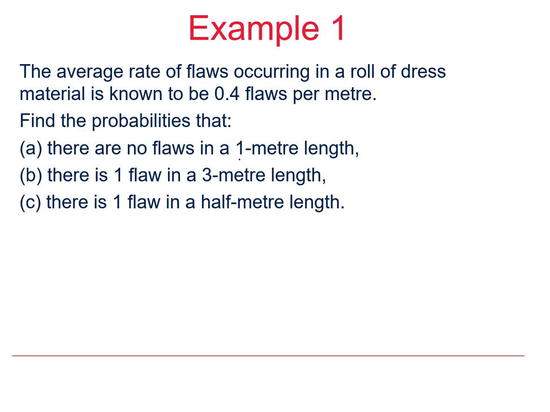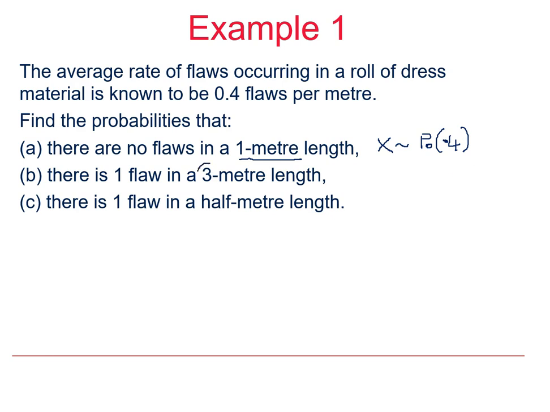If you look at part A, we've been asked to work out a probability to do with the 1-meter length, and therefore if we call that random variable x, we can assume that x will follow a Poisson distribution. We can assume that flaws occur at random, singly and independently, and we are looking at the number of flaws per meter. And so we can model that saying x follows a Poisson distribution with lambda equal to 0.4.